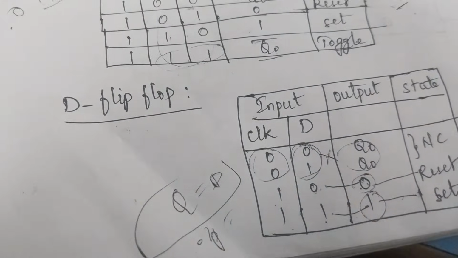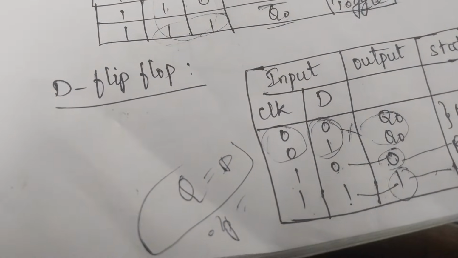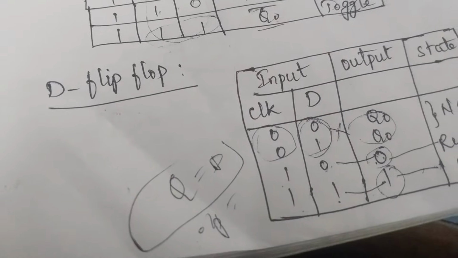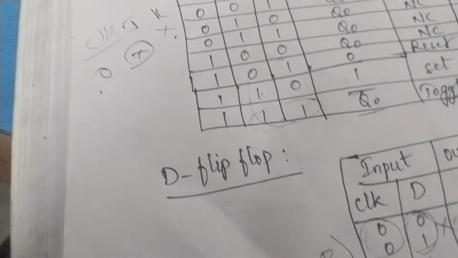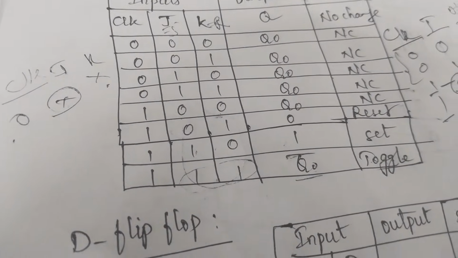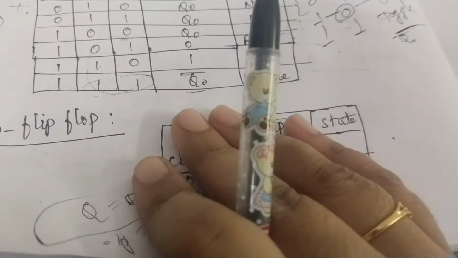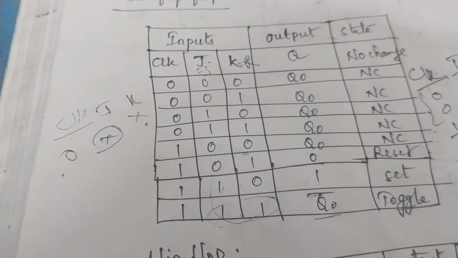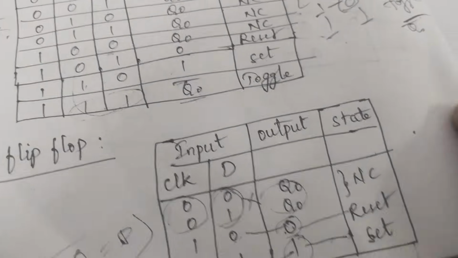That's the reason D flip-flops are preferred in designing registers, whereas JK flip-flops are used in designing counters. Along with the JK flip-flop, T flip-flops are also used to design counters.